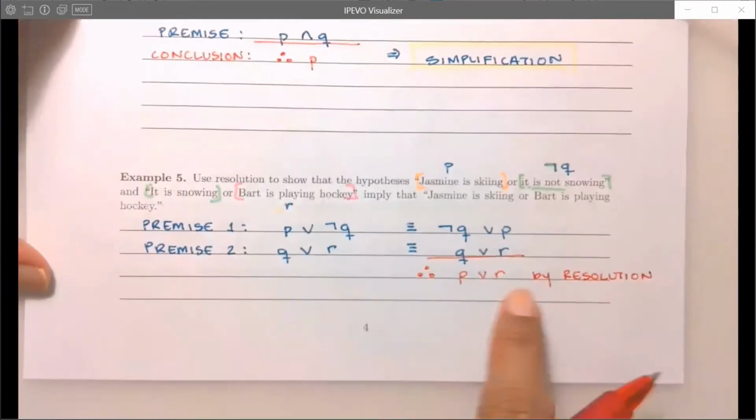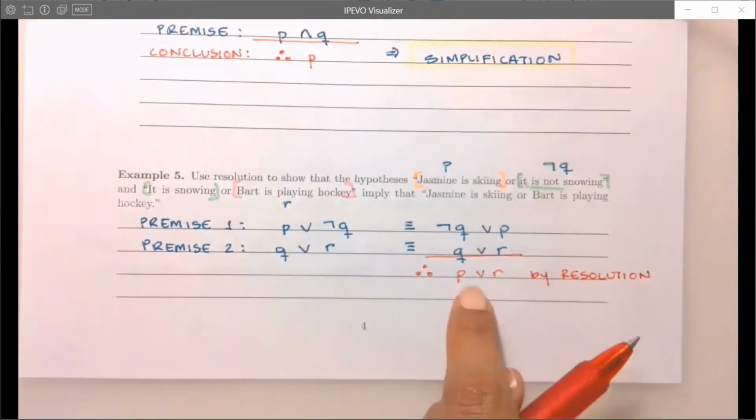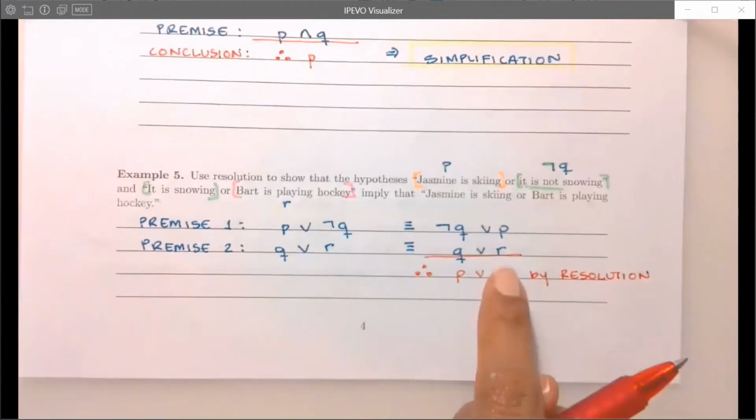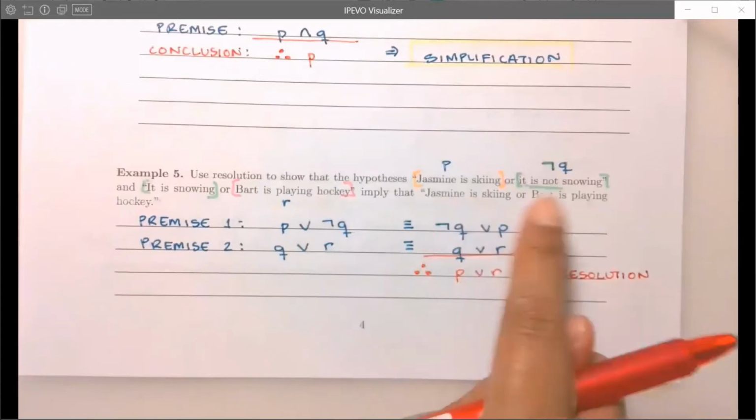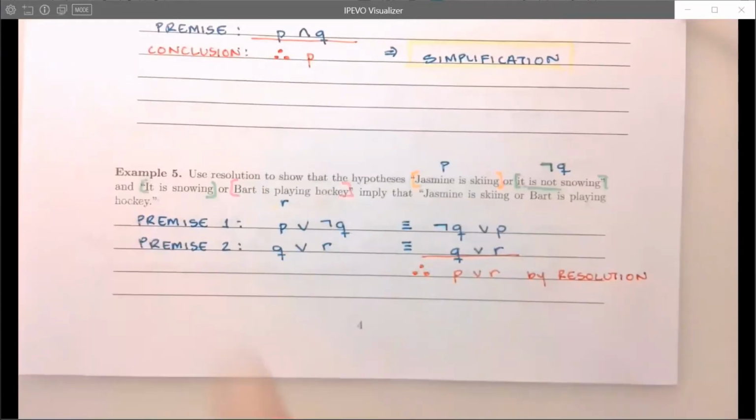Now, what does P or R claim? P would be Jasmine is skiing. R would be Bart is playing hockey. So that is this statement: Jasmine is skiing or Bart is playing hockey.